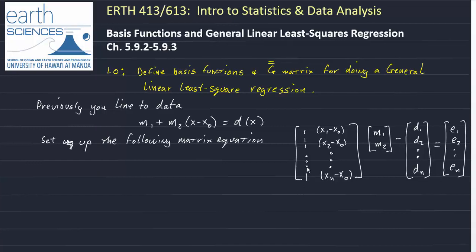And this gives your linear algebraic equation: big G, your G matrix, times your model vector, minus your data vector, and that gives your error. The problem was to solve for m such that you minimize the square error. And that's why it's called a least squares regression.